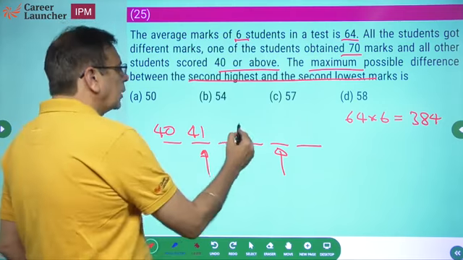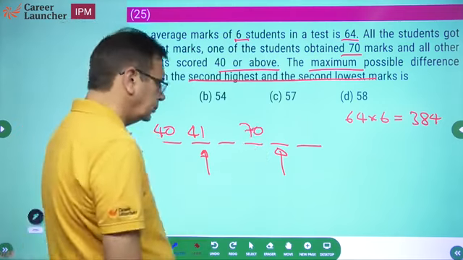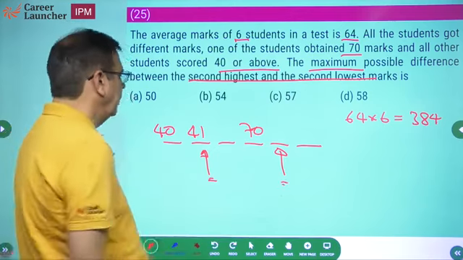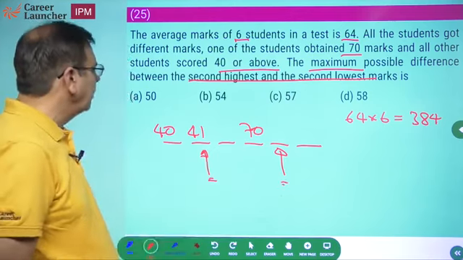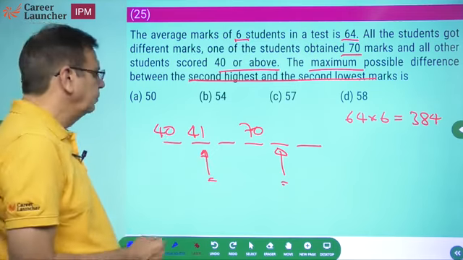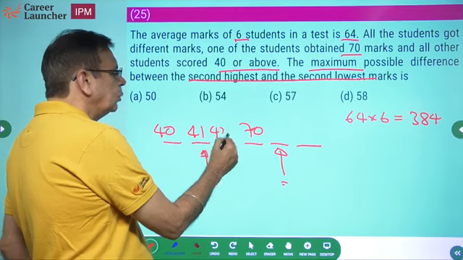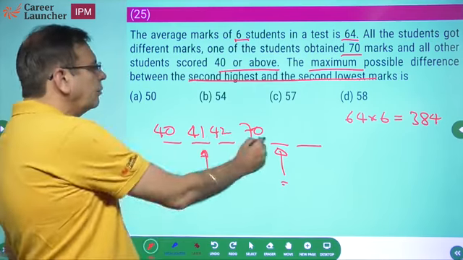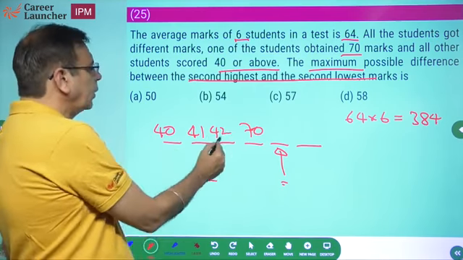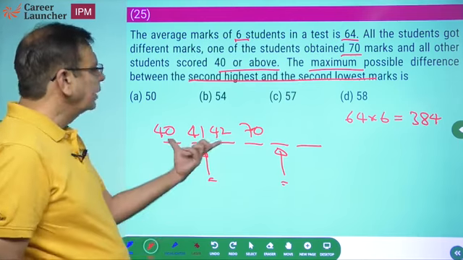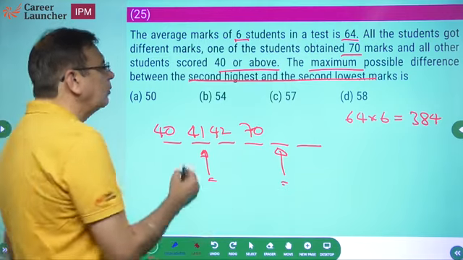We know one of the students has scored 70 marks. I want to maximize the difference between these two. So how many marks between these 3 people? 40, 41, 70. And if I want to maximize this, I will keep this at 42. So what are the marks of these four? 40, 41, 42, and 70. 41 into 3, 123 plus 70, 193.